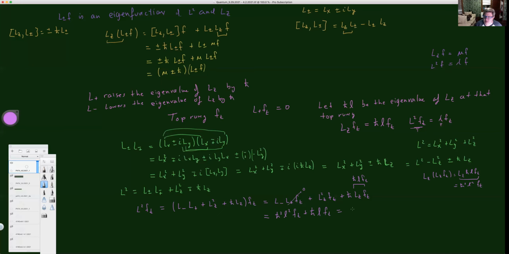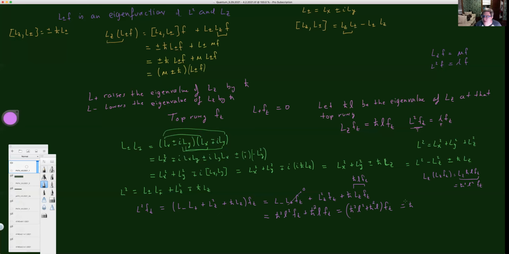And that gives us h bar squared l squared plus h bar l f_t. Okay, so we've just seen what the eigenvalue is. I'm going to write it slightly differently, as h bar squared. Let me see if I can write it as h bar squared. Where do I have too many? Oh yeah, I forgot a factor of h bar right here. Sorry about that. I hope you guys caught that and weren't wondering what I was doing.